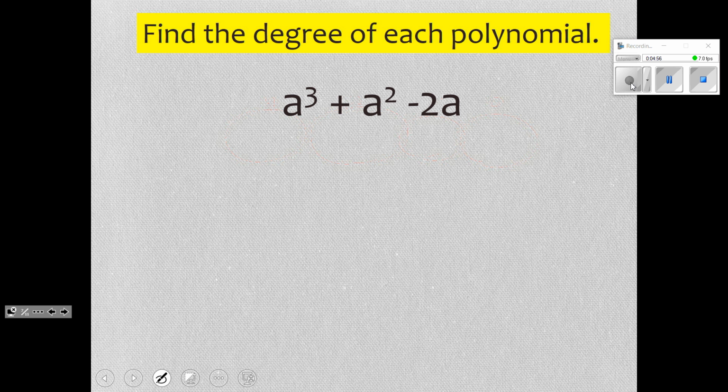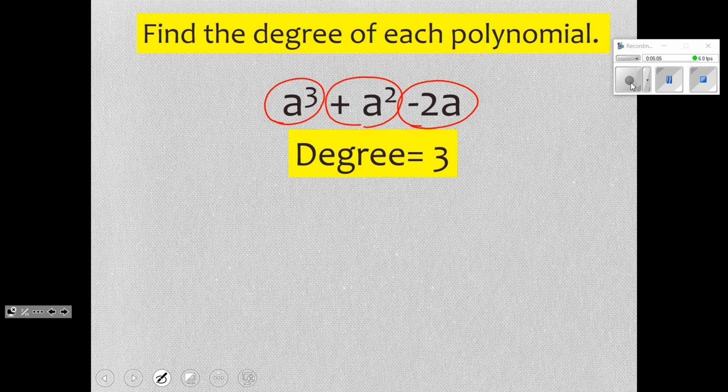In the first term, we have a degree of 3. Second term, a degree of 2. Next term, a degree of 1, so the highest term is 3, so the degree is 3. Now these have all been written in standard notation, where each term is in order from highest degree to lowest degree. We have that example here too.